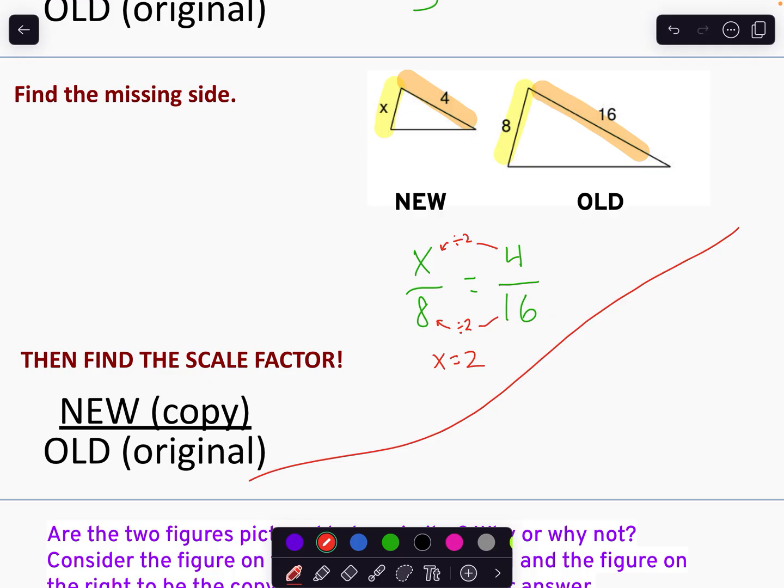Now for the second part, I put the copy over the original, so 4 over 16 simplifies down to 1/4. So I would take the original thing, right, and I would scale it down. It would go down because 16 times 1/4 is 4, right?